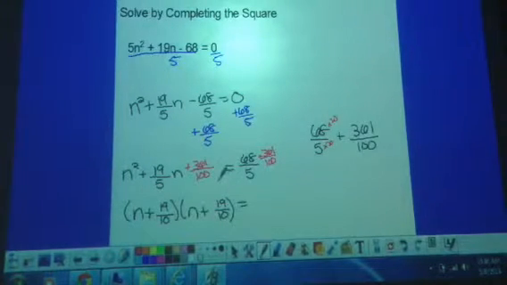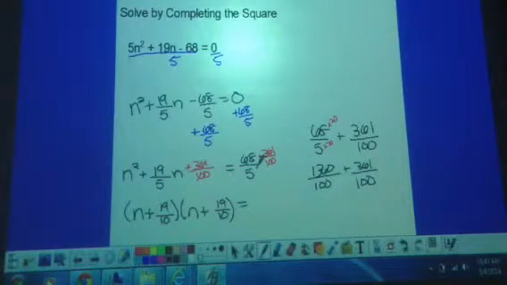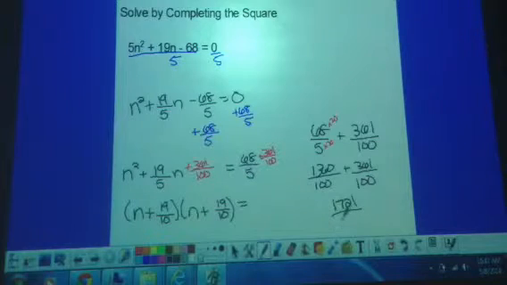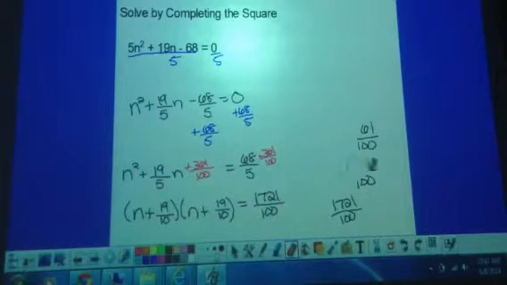So let's see, 68 times 20 would give me 1360 over 100 plus 361 over 100. When I add 361 to that, I'm going to get 1721 over 100. I know this seems huge and scary to some of you, but again, try not to freak out. You'll see it's going to work out really, really nice, hopefully. It will. It'll be fine.